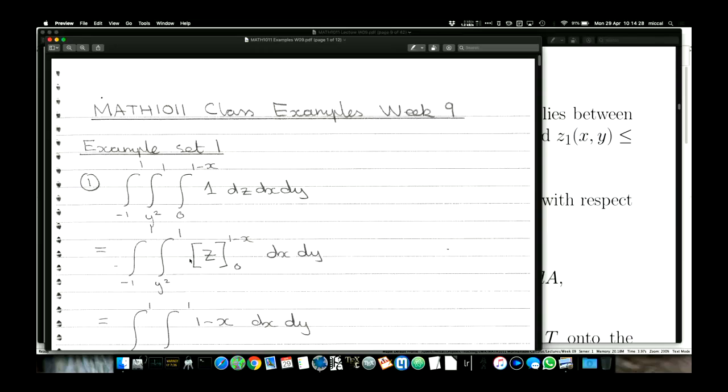Now, if you wanted to change the order of this one, you have to visualise what region I'm asking you to integrate. Oh, hang on, I'm moving too far ahead. Oh, no, it's fine. But then this one, basically, this simple line tells you everything. Because you're integrating the function 1, what you're actually doing here is finding the volume bound by z going from 0 to 1 minus x, x going from y squared to 1, and y going from minus 1 to 1. Right? And you can change the order if you wish, but that would mean you would have to draw this region, and that's where it gets complicated.